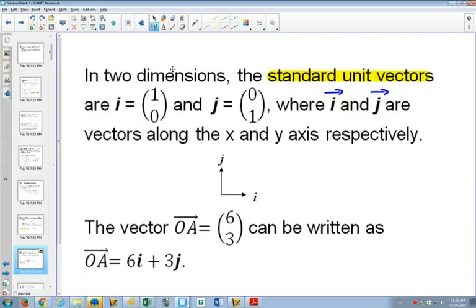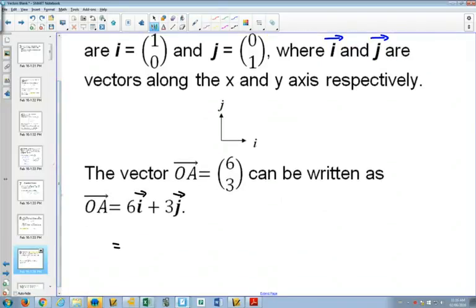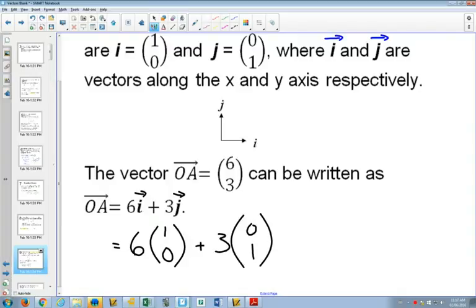So our column vector 6, 3 can be written with our unit vectors as 6i plus 3j. Because what this means is 6 of i, which is like this, and 3 of j, which is like that.